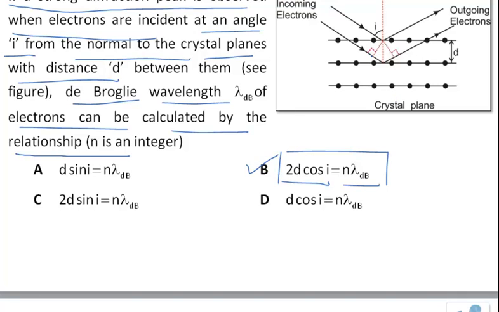This path difference, okay, this plus this is 2d cos i, and if this is equal to the integral multiple of the wavelength of electrons, then they would interfere constructively. So option B is correct.